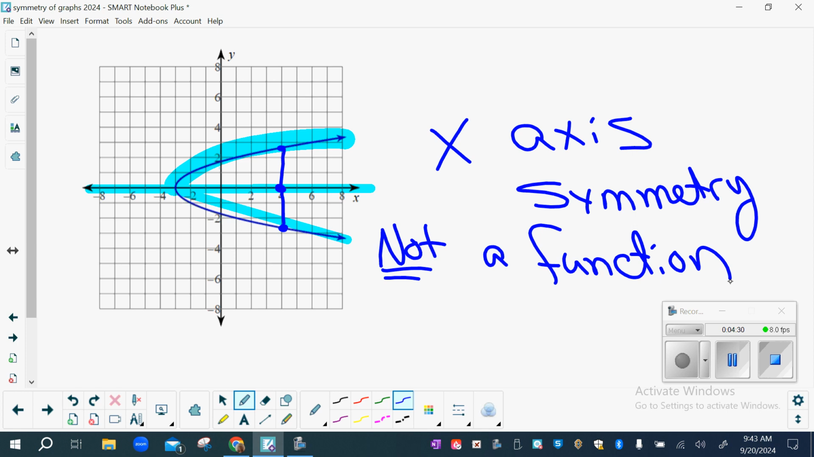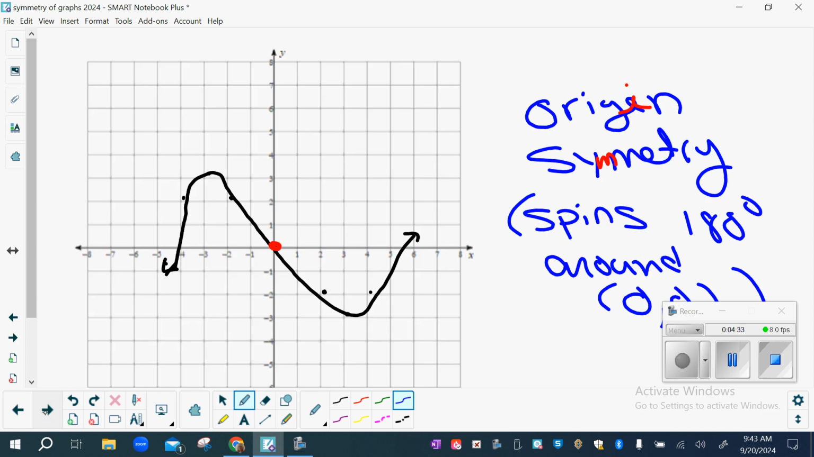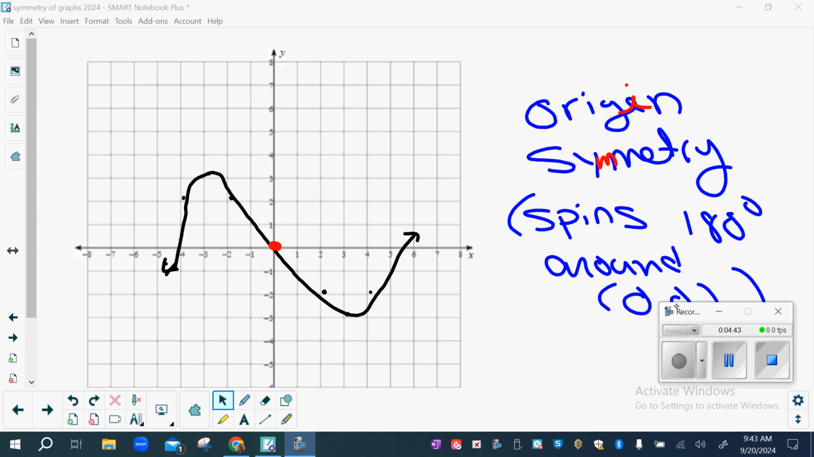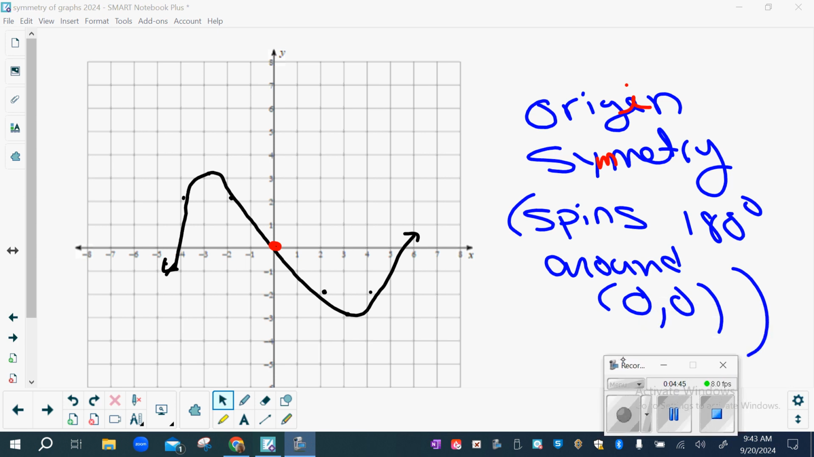Now, the last one we're going to talk about today is my favorite one, and it is called origin symmetry. And look, I spelled it wrong all day. And origin symmetry is actually called point symmetry. And the reason it is called point symmetry is that it's not a line, it's a point.